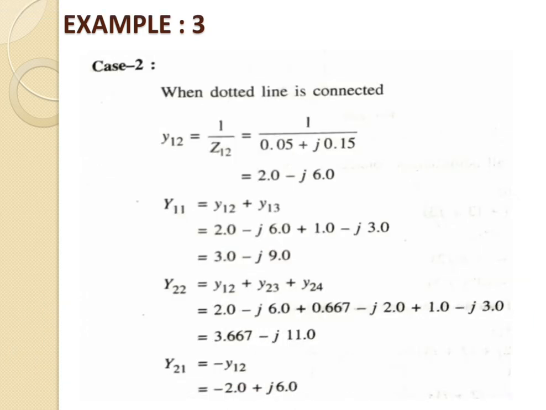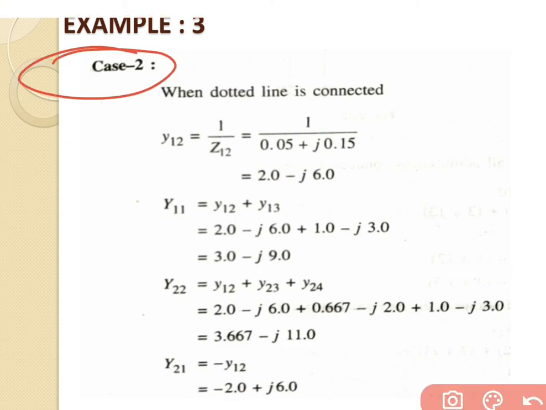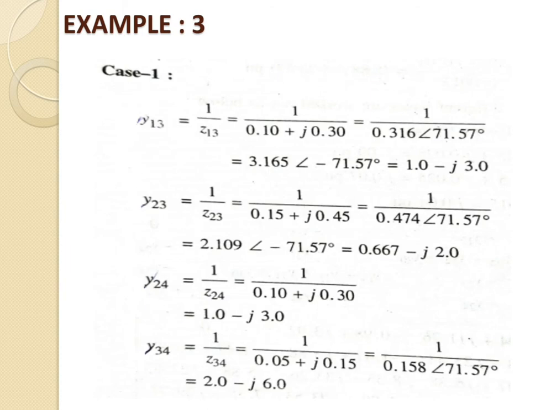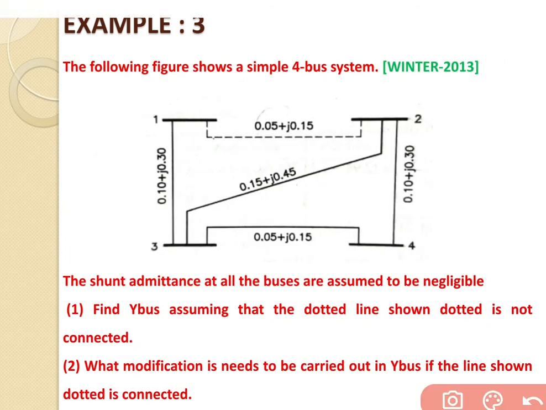Now we will go for case number 2. Inside case number 2, what is the main aim? What modification is needed in the Ybus if the line shown dotted is connected? So if the dotted line is connected from 1 to 2, what is the effect on the Ybus?